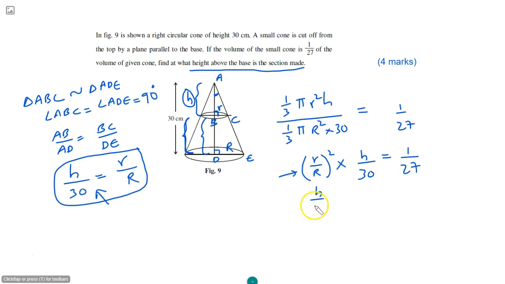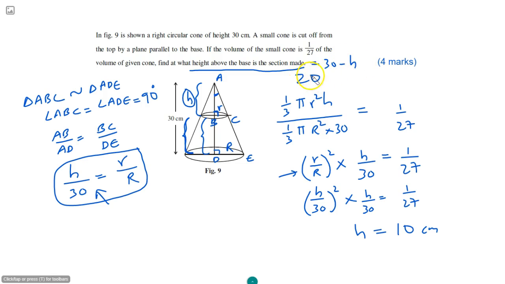So you can write h by 30 whole square into h by 30 is equal to 1 by 27. If you solve this, you will get h is equal to 10 centimeters. And the height above the base where the section is made is going to be 30 minus h, or 30 minus 10, that's 20 centimeters.